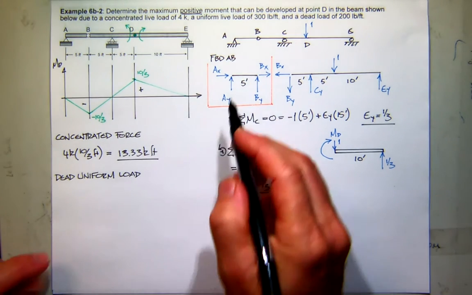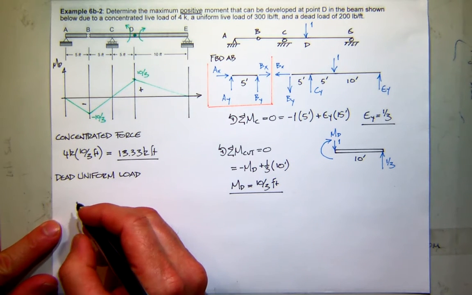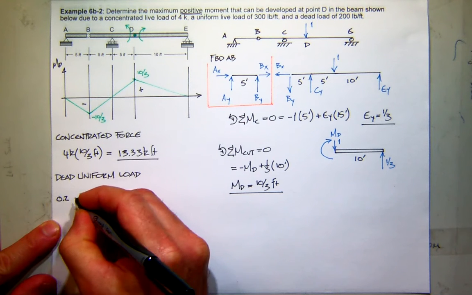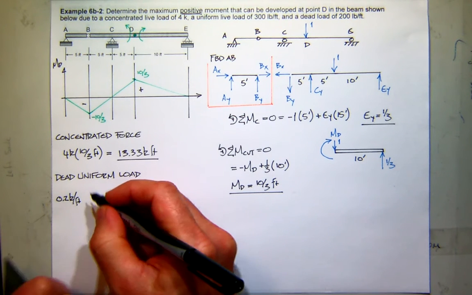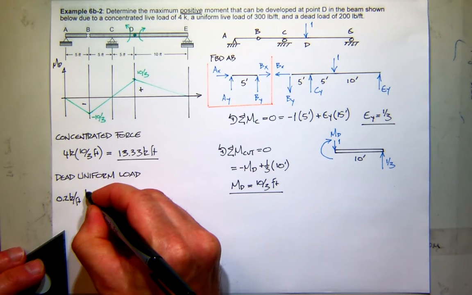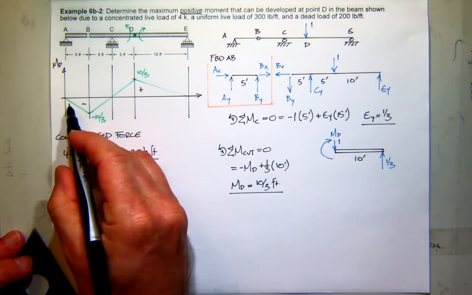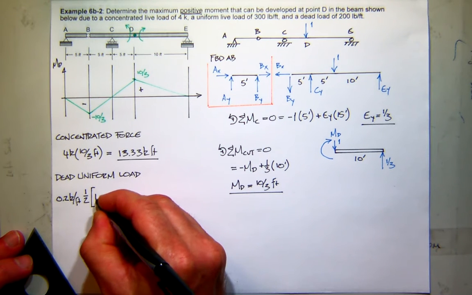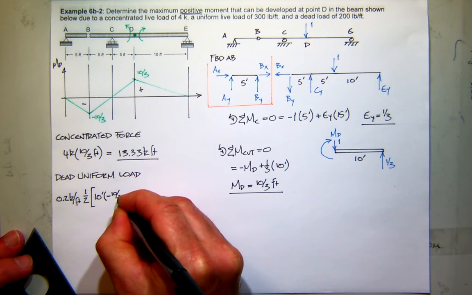So if I look at my uniform dead load, it's 200 pounds per foot. I'm going to go ahead and convert that to kips. So that'll be 0.2 kips per foot. And then I'm going to find the area of this. So there's a 1/2, because it's a triangle, so it's going to be 1/2 base times height. So the first one, the base will be 10 feet, and the height will be negative 10/3 feet.